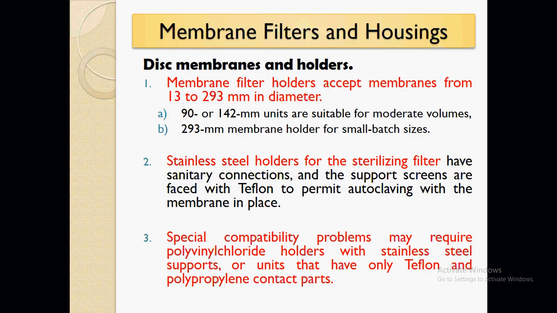Membrane filter holders accept membranes from 13 to 293 millimeter diameter. 90 to 142 millimeter units are suitable for moderate volumes, and 293 millimeter membrane holders for small batch sizes. Stainless steel holders for sterilizing filters have sanitary connections, and the support screens are coated with Teflon to permit autoclaving with the membrane in place. Special compatibility problems may require polyvinyl chloride holders with stainless steel supports, or units that have only Teflon or polypropylene contact parts. These are the holders, the housings for the membrane filters.